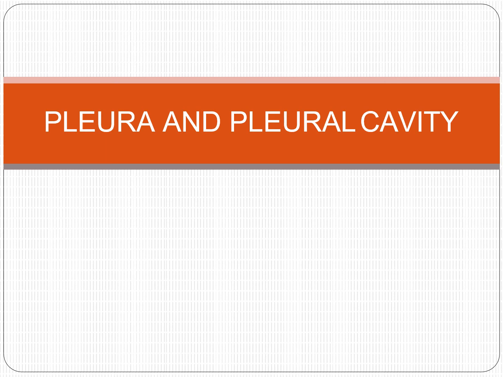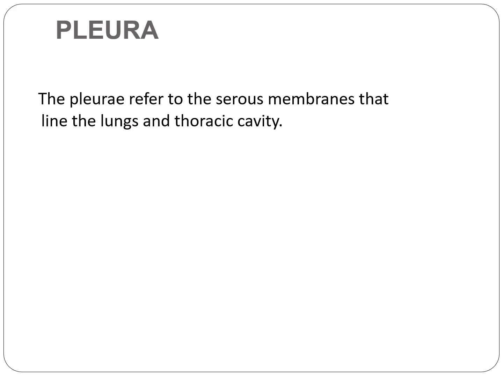In this video, we will discuss the pleura and pleural cavity. What is pleura? Pleurae is the plural form, and pleura is the singular form. It refers to the serous membrane that lines the lungs and the thoracic cavity. So pleura is the membrane that lines the lungs and thoracic cavity.